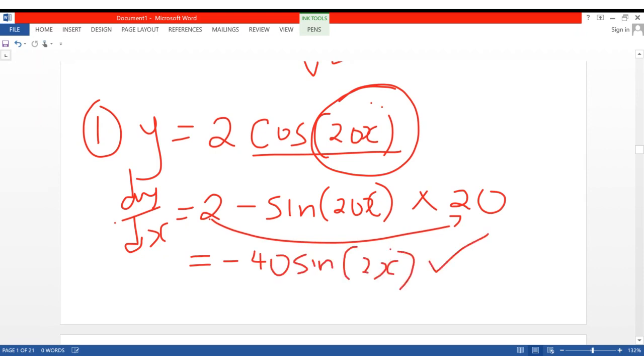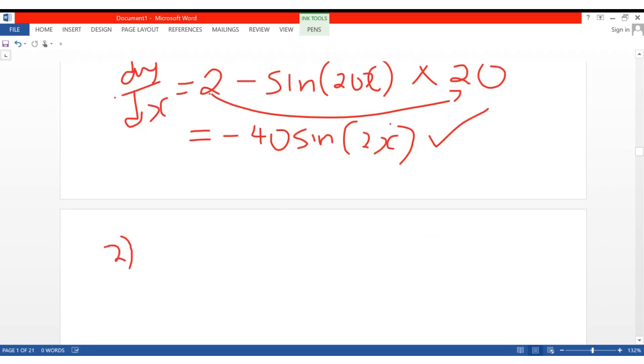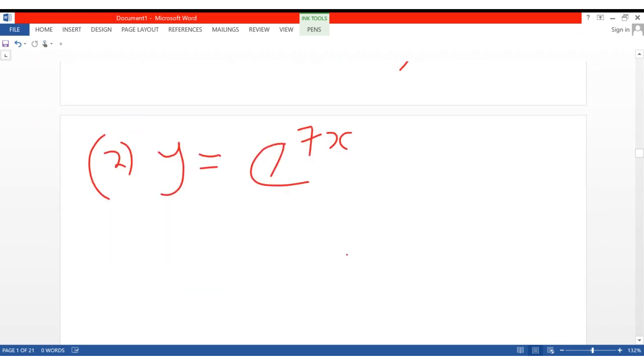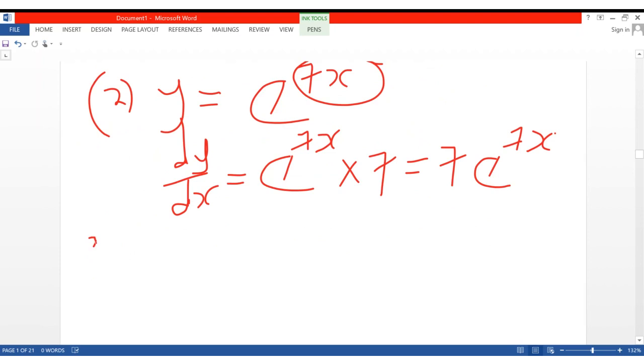When you're dealing with these, they are called trigonometric. Then I went further and I did for the exponential, 7x. When you differentiate an exponential, you still get the exponential function. But now the difference is on the power. When you differentiate the power, you get 7. So you multiply with that, so the 7 will come in front. Simple as that.